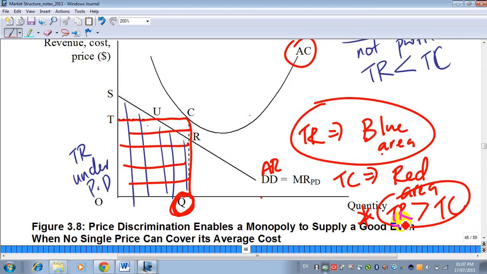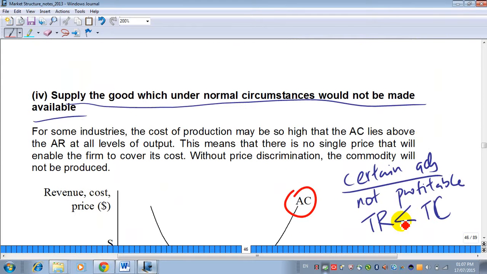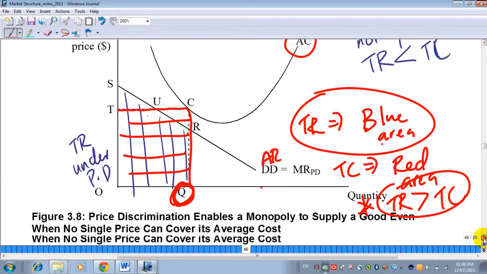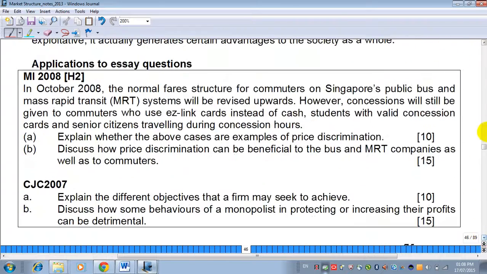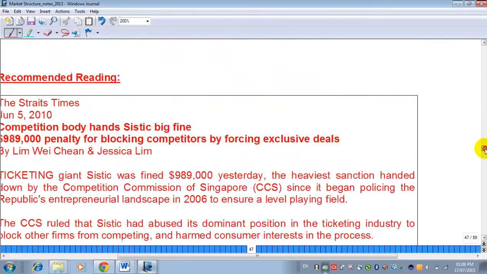Okay, which means that it is profitable, or it can at least cover the costs of the producers, and therefore it is possible for producers to supply the good. The final conclusion is that one benefit of price discrimination is that there would be supply of the good which under normal circumstances would not be made available. But it can be made available under first degree price discrimination. So these are some of the benefits.